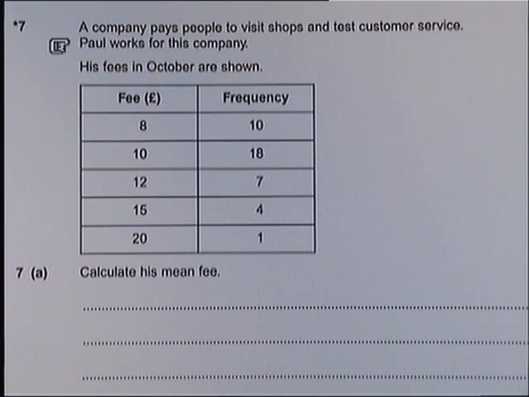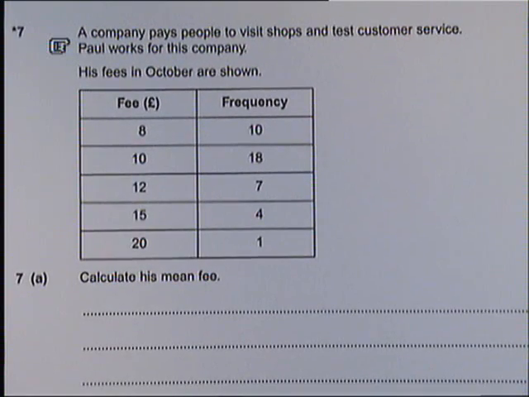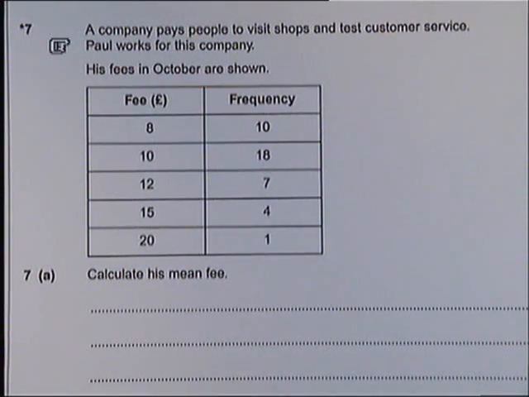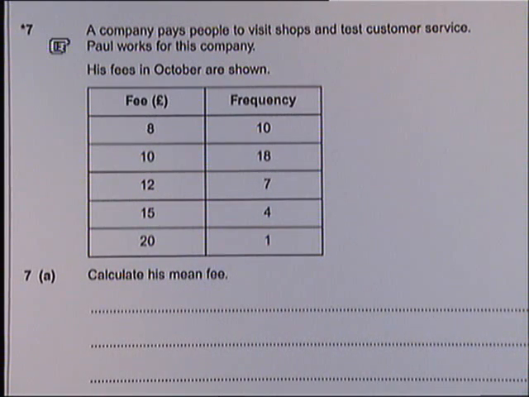This is question 7 on the March 2011 Unit 1 foundation paper, and you are allowed to use a calculator. The question says, a company pays people to visit shops and test customer service. Paul works for this company. His fees in October are shown.